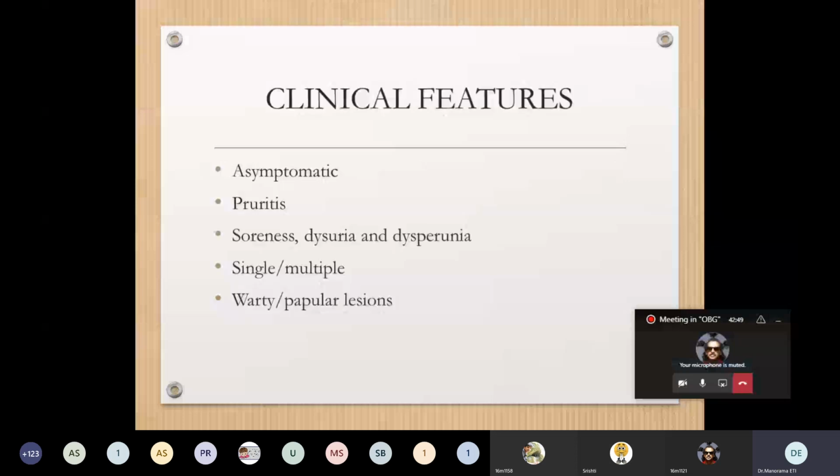Coming to clinical features, usually women who have VIN will be asymptomatic most of the time. Even if symptoms are present, they will come with pruritus. That's the first symptom. Later they will present with soreness, dysuria, and dyspareunia. The lesions could be single or multiple. They could be spread all over the vulva, or they could be warty or papular. So it can vary from single to multiple, warty or papular. These are the symptoms with which the patient presents to you.